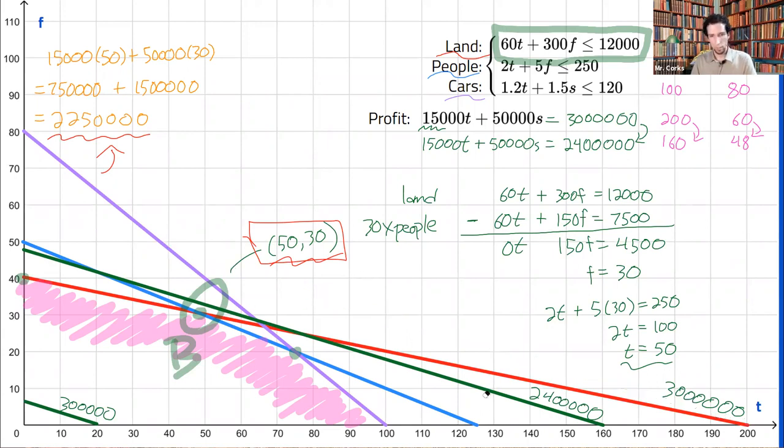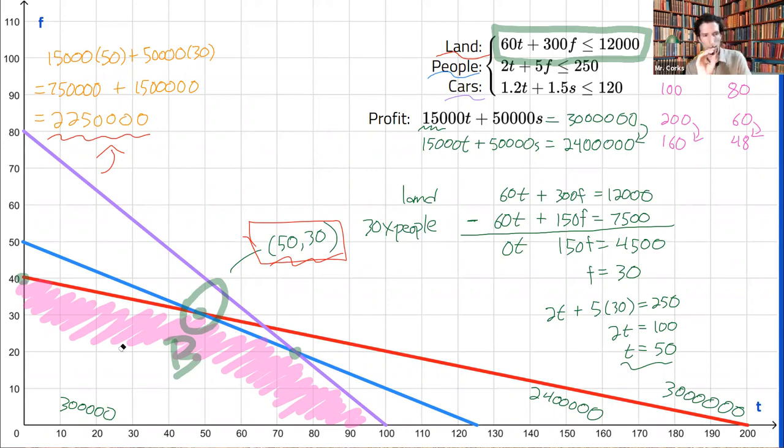So let's get rid of these objective lines here to help us. Which constraints are tight, and which ones are slack? Land and people constraints are tight and cars are slack, Professor. Okay, how do we know that?